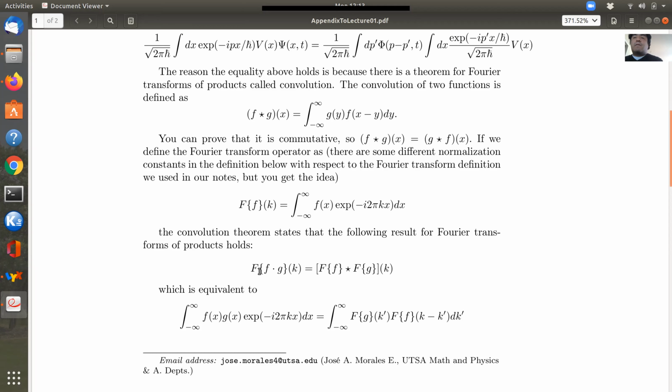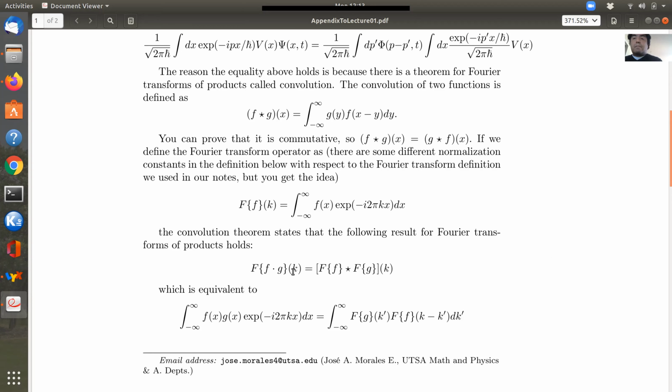stating that the Fourier transform of a product is equal to the convolution of the Fourier transforms of the respective functions. So the Fourier transform of f times g is equal to the Fourier transform of f in convolution with the Fourier transform of g. If you simply write the definition, so this is an important theorem that you probably saw in mathematical physics. If not, I'll give you some references at the end.